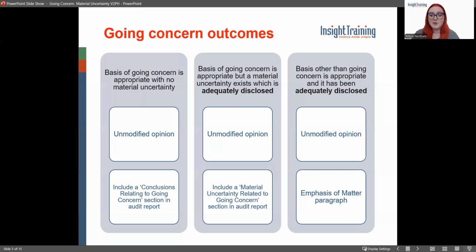In this last one, potentially less common to see, but still we do see it, is a basis other than going concern is appropriate, but it has been adequately disclosed. So the accounts have been prepared on a non-going concern basis. We've got an unmodified opinion because we are agreeing with the basis of preparation. However, we take out those paragraphs with the conclusions related to going concern and we include an emphasis of matter paragraph in its place.